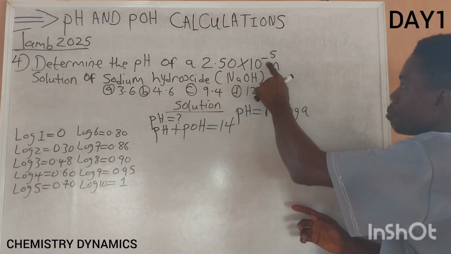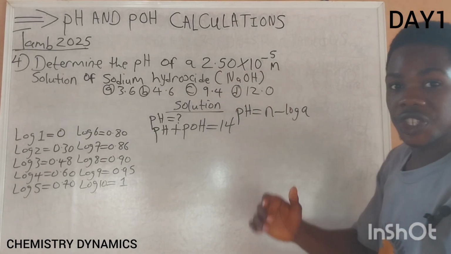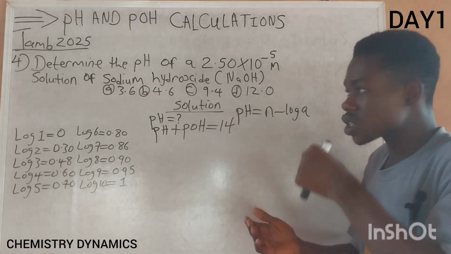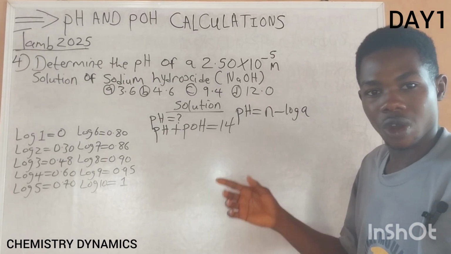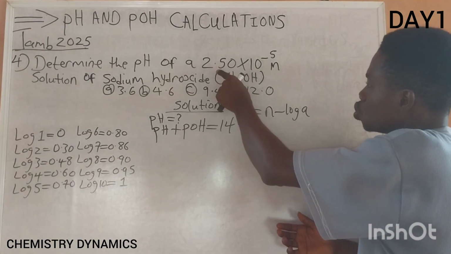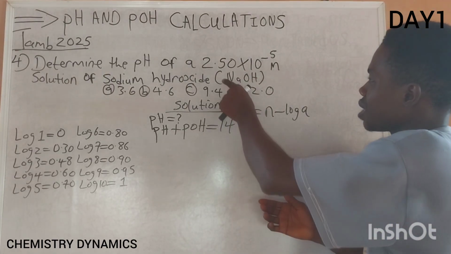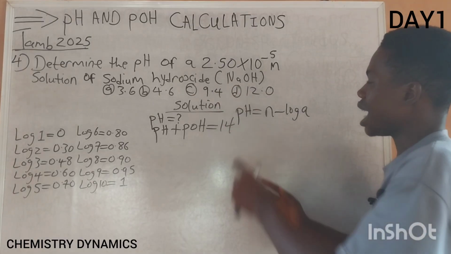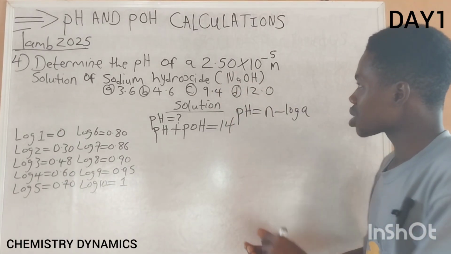2.50 times 10 raised to -5 mole. Now, if you look at this 2.5, if you are the one that usually checks the 4 figures table, this 2.50 does not have a log value in the 4 figures table. In the 4 figures table, it's either you have 2 or you have 5. You cannot see something like 2.5 and check the value in the 4 figures table. It is only the calculator that gives you the log of 2.5. But in the JAMB calculator, there's nothing like log.